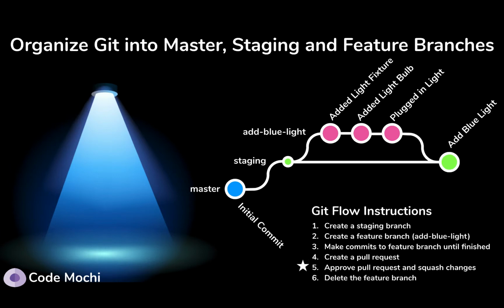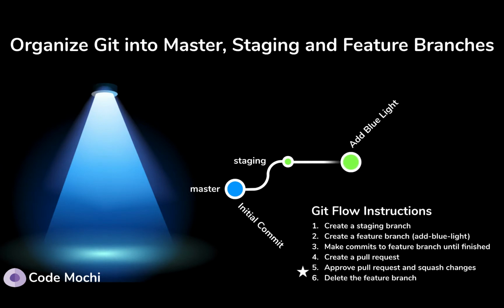And so what this will do is that even if you had 20 or 30 commits onto your feature branch, it will squash them all down into one single commit, which then gets pushed onto your staging. We approve the pull request and we squash all the changes onto this commit that's called add blue light. And so from there, we can now delete our feature branch because all of the changes in that feature branch are now encapsulated in this single commit that we made onto staging.